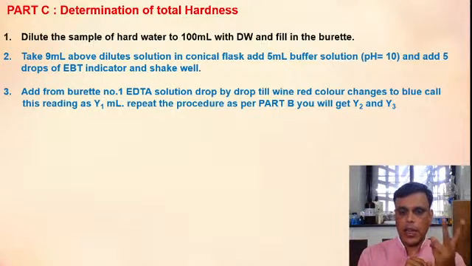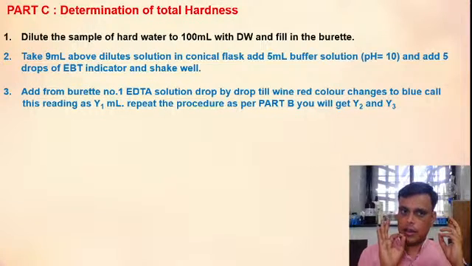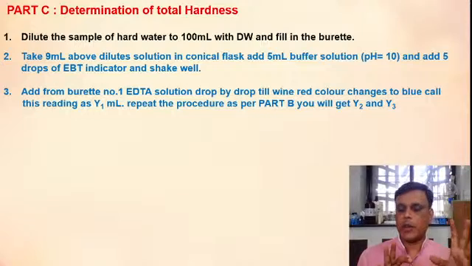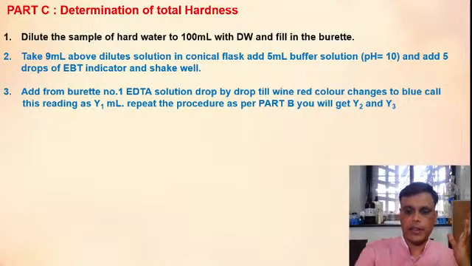After repeating 3 times, you will get y2 and y3 readings. So in determination of total hardness, you will get 3 readings, y1, y2, y3, and in standardization of EDTA, you will get 3 readings, x1, x2 and x3. Understood? In standardization you will get x1, x2, x3, and in determination of total hardness you will get y1, y2 and y3.